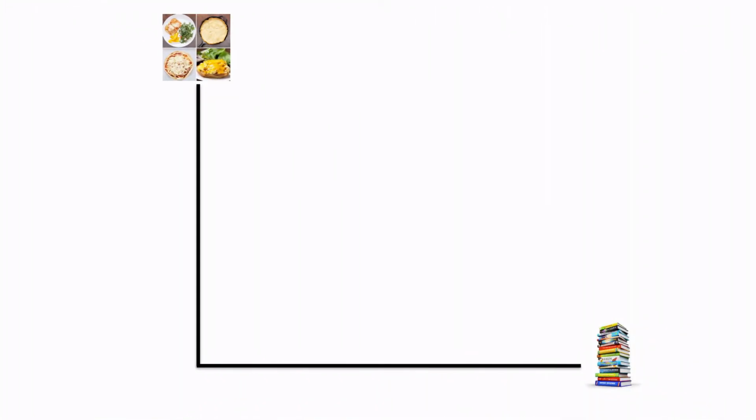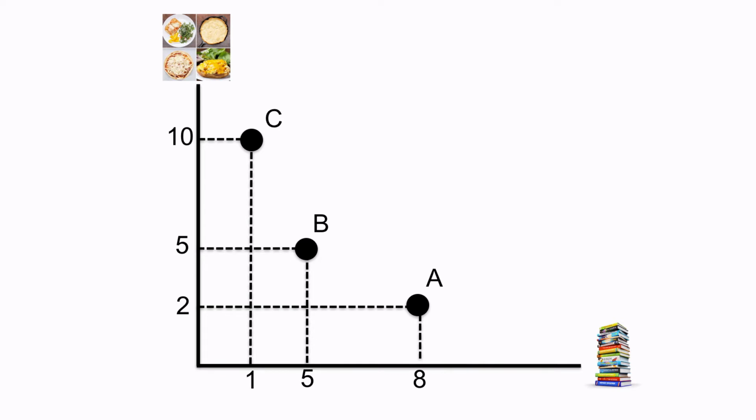For example, suppose Tom was indifferent between consumption bundles A, B, and C. If we connected these 3 points, we create what economists call an indifference curve. Indifference curves represent all consumption bundles for which the consumer is indifferent. The slope of the indifference curve represents the value Tom has for books in terms of meals.